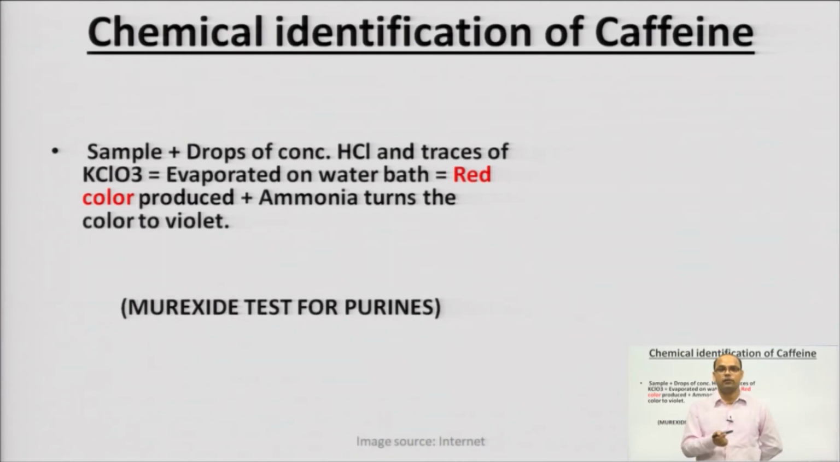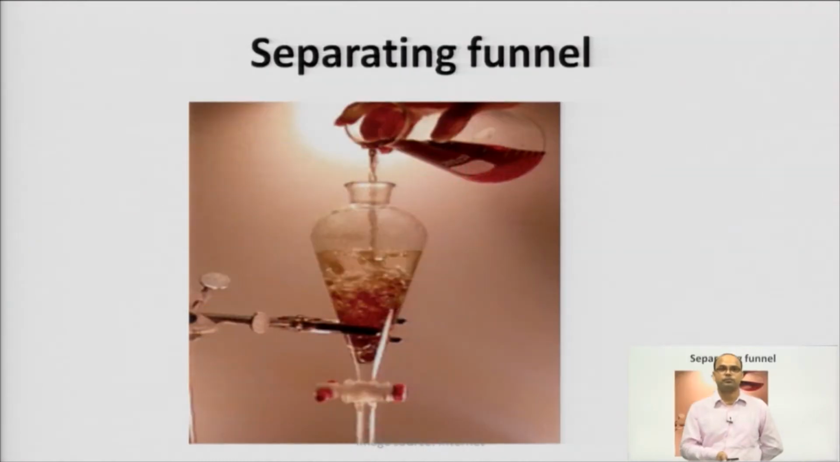caffeine. If your sample contains caffeine, then you will get the red color after evaporation of the mixture, and upon addition of ammonia you will get the violet color, and it confirms the presence of purine alkaloid in your sample.